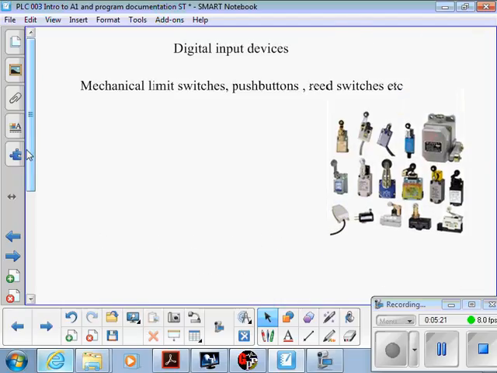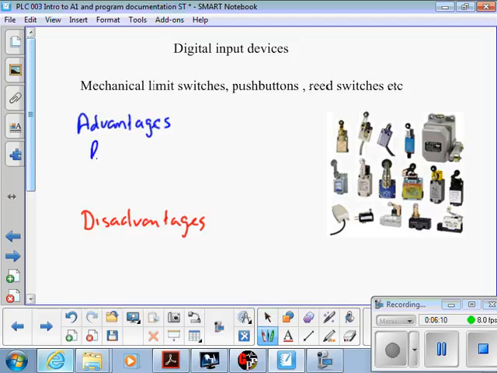Mechanical limit switches. Range of examples in that picture there. Any ideas for advantages? What do you reckon? No ideas at all? Advantages of mechanical style switches, push buttons. Surprised I haven't got this one. Yeah.